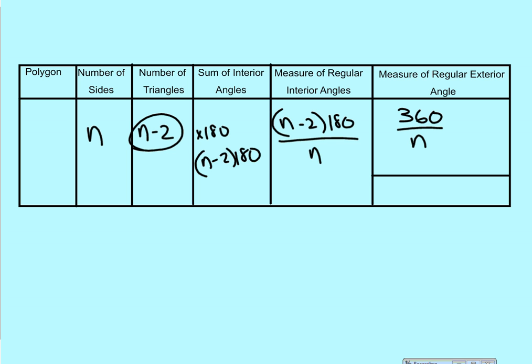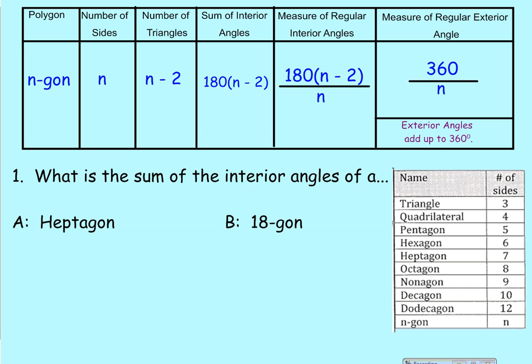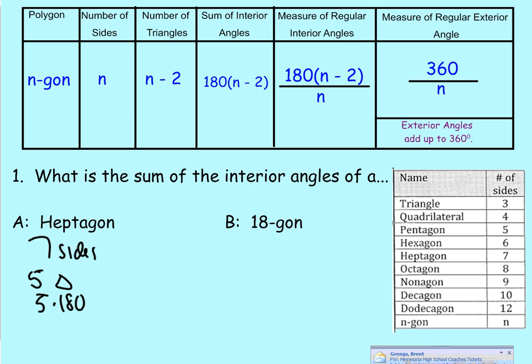If you go back and check, all of the exterior angles, if I added them up all the way around, was going to be 360. Take a look at this. Exterior angles have to add up to 360. So if I've got a heptagon, heptagon means 7 sides. 7 sides means 5 triangles. 5 times 180 is going to be, what's 5 times 180?